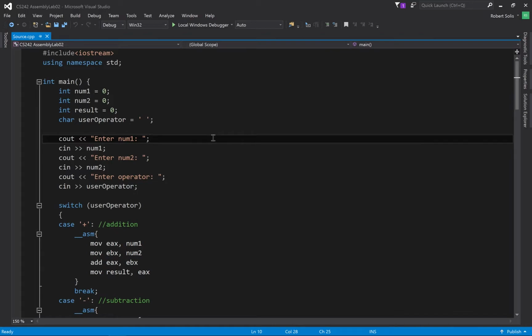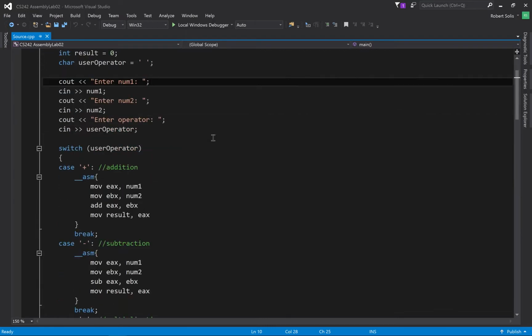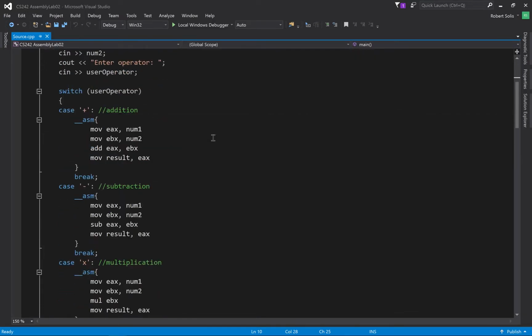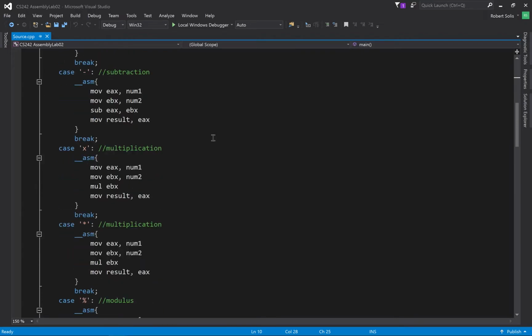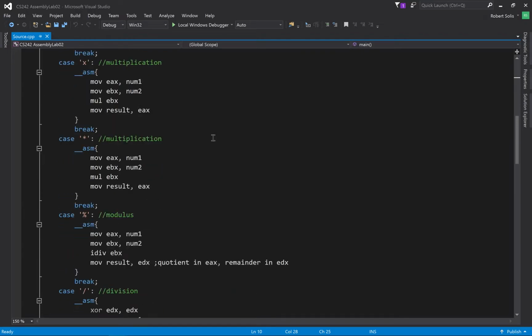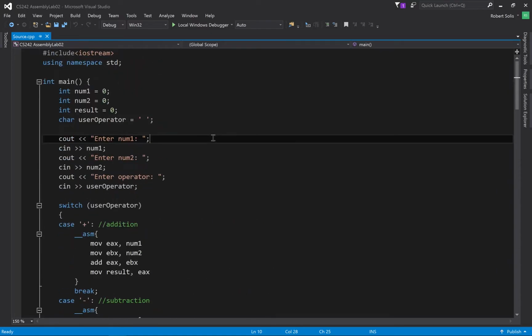We're going to continue talking about the assembly language, and what I'm going to do is show you a very simple program that allows us to add numbers, subtract numbers, multiply and divide numbers, and also modulus as well, using the inline assembly language approach.